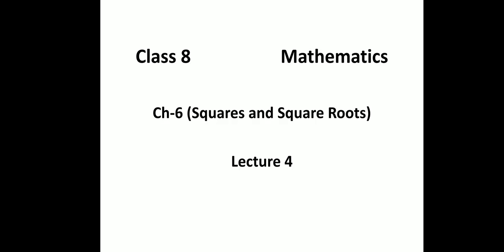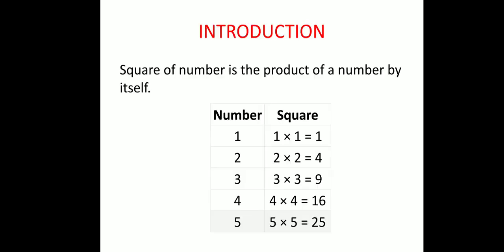Coming to lecture number 4 of Mathematics Class 8, chapter number 6, Squares and Square Roots. Dear children, as the name indicates, squares, and in your previous classes, you must have learned the area of a square is equal to side into side, that is side square. So, we can say that the square of a number is the product of a number by itself.